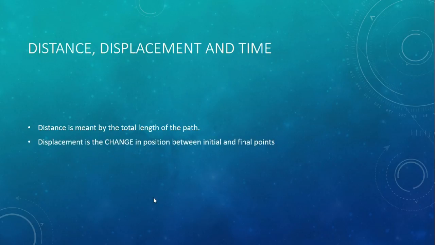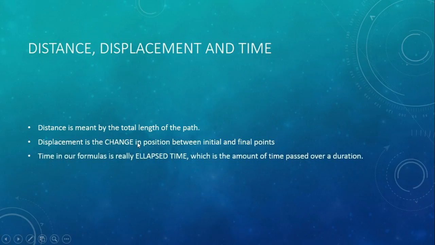But displacement is the change in position between the initial and final point. So if they made one lap around the track, the displacement is 0 technically because they ended up right in the same spot they started. So distance and displacement seem pretty similar, but they're pretty different. In kinematics, we're going to be using displacement. The change in position is always what's important in kinematics.